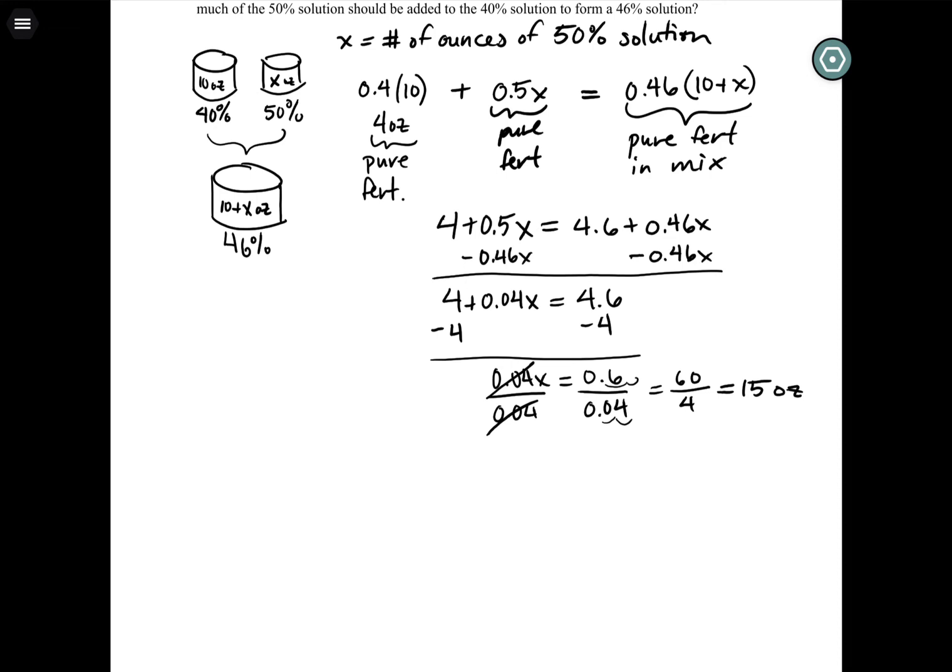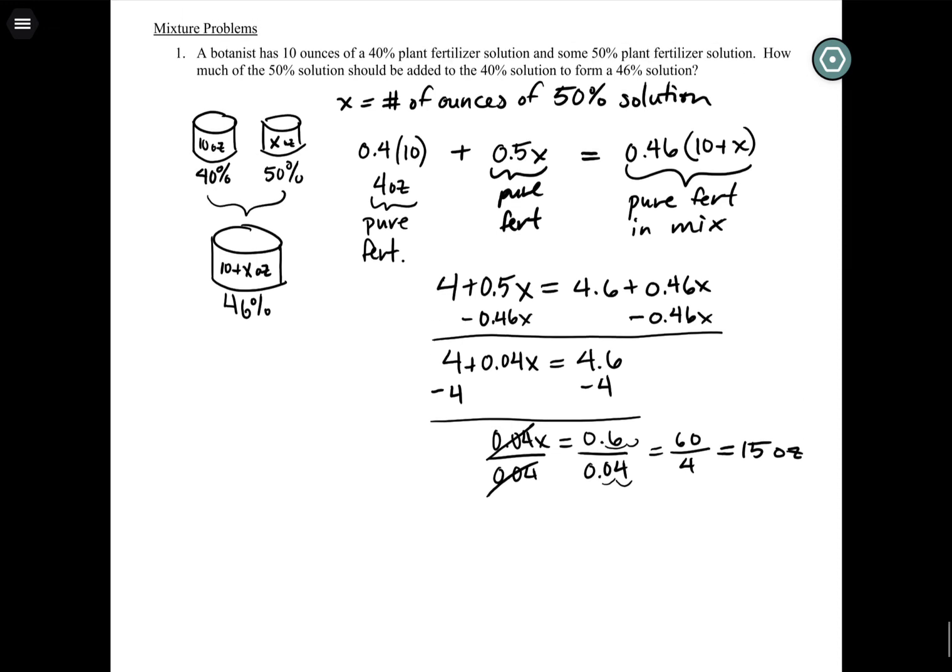And just to think about if that makes sense or not, if we had 10 ounces of 40% and 10 ounces of 50%, we would end up with 20 ounces of 0.45, so 45%. So if they were the exact same amount, we would just average the percentages. So it makes sense that we need a little more of the 50% solution to bring it up above that midpoint of 45%. Hopefully that made sense. So I think I like it. And then I'm just going to go back and reread and make sure that was all I was looking for. I think it was. How much 50% solution should be added? Yep, so that is my answer.